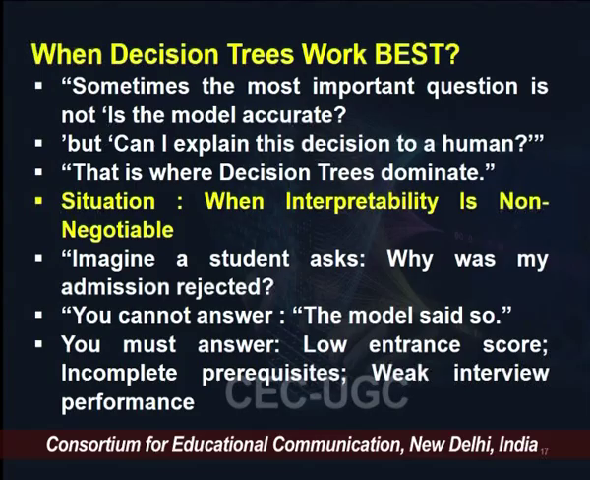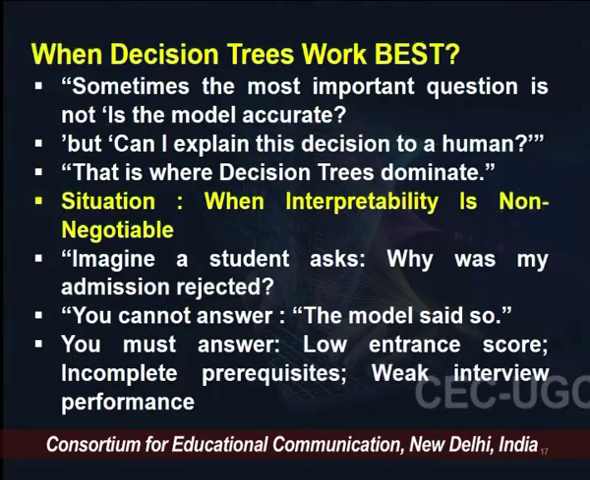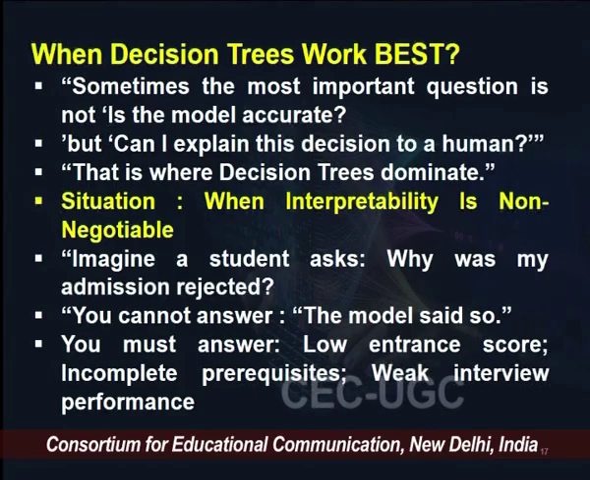So, let us understand when a decision tree would work the best. As I told you previously also, every algorithm works better in different scenarios, right. So, in some circumstances one algorithm might be a better choice with respect to the others. Sometimes the most important question is not the model accuracy, or how accurate that model is, right. In fact, what is important is whether I can explain the decision to a human. That is the overall thought process which we humans go through, and that is where a decision tree would actually dominate. Most of the time when we solve a problem, that is the approach that we take. So, it can be a situation where interpretability is non-negotiable, right.